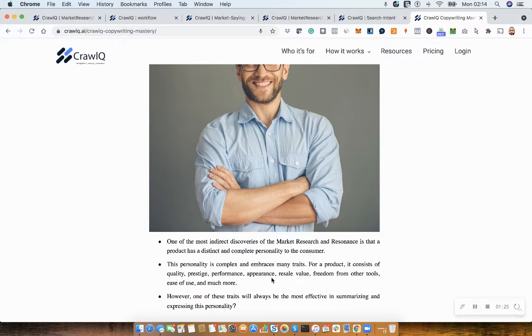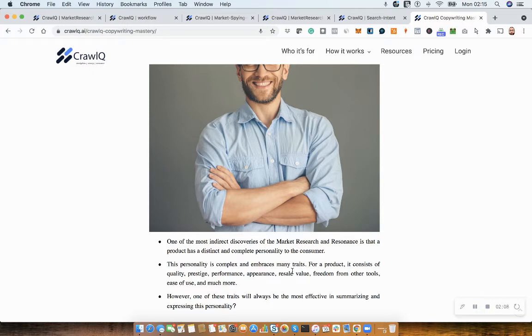Most of these dishwashers or any kind of equipment that you see, they're measured on quality, some of them on prestige. For some people, having an iPhone is more prestige. Performance, for cars or software, appearance, how it looks, maybe its resale value, maybe freedom from other tools, its ease of use.